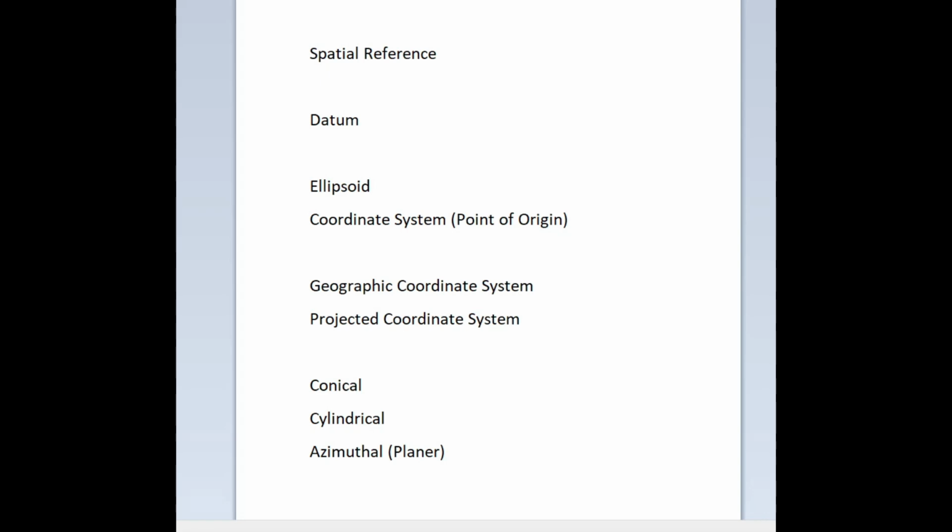When you're studying this material, you should be able to draw out this type of outline and understand what each part of the outline means.